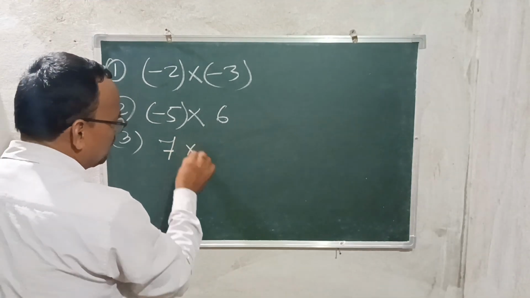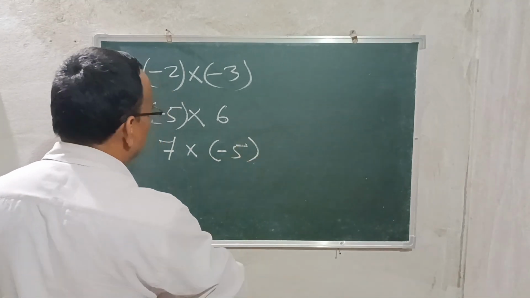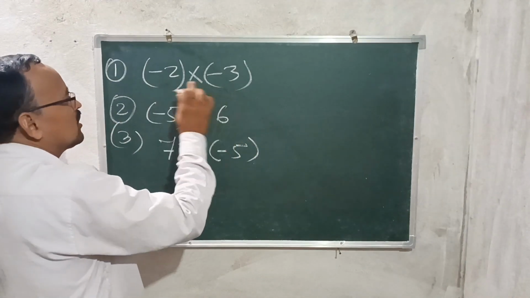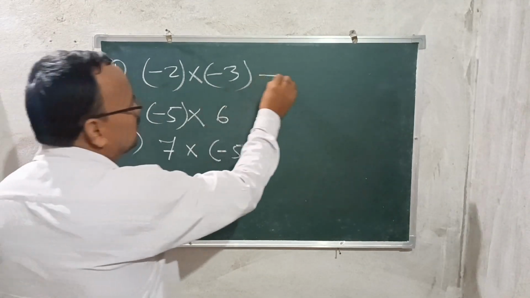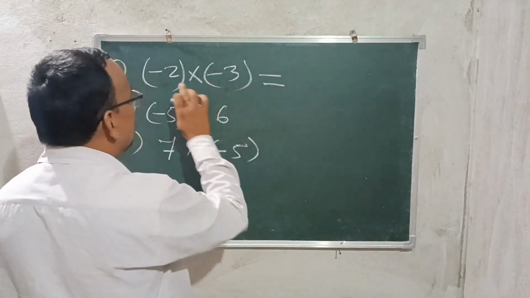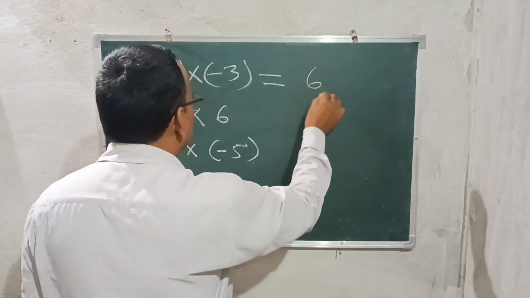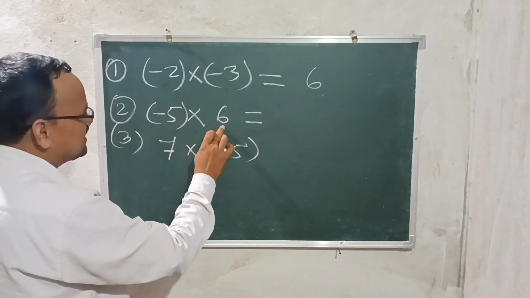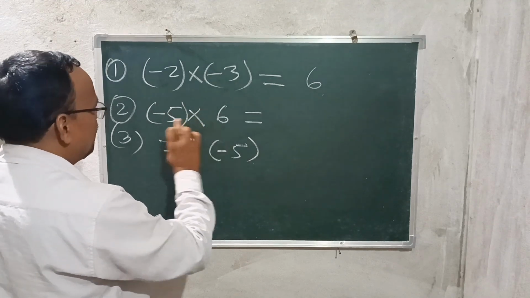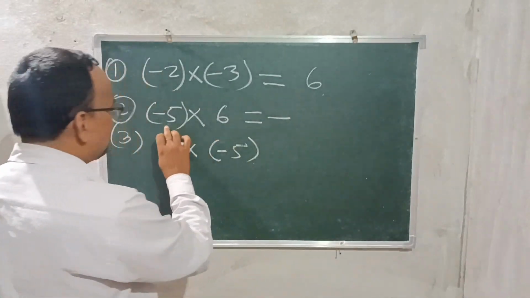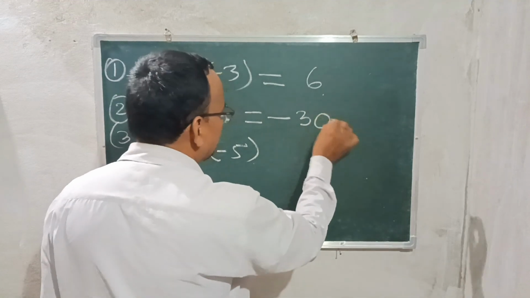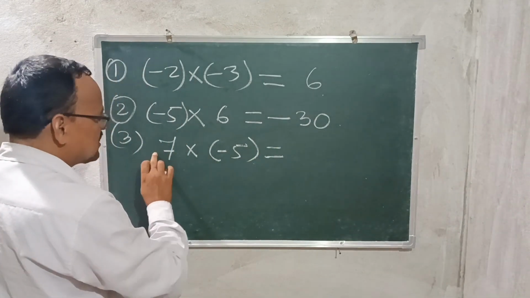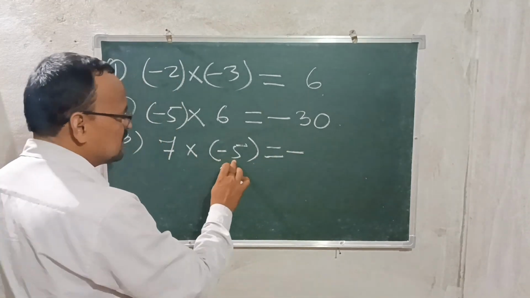7 into minus 5. So first, how to find the product of minus 2 and minus 3? Minus into minus is plus, and 2 into 3 is 6. Then minus 5 and 6: this is minus and this is plus. Minus into plus is minus, and 5 into 6 is 30. Similarly, plus into minus gives minus, 7 fives are 35.